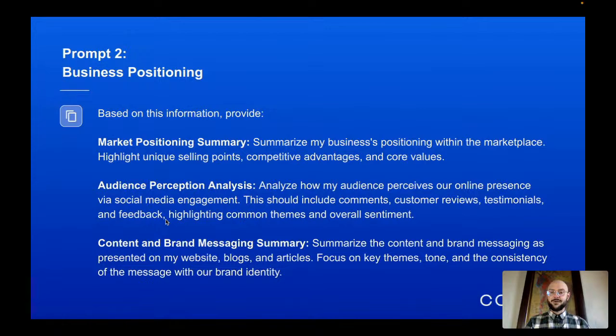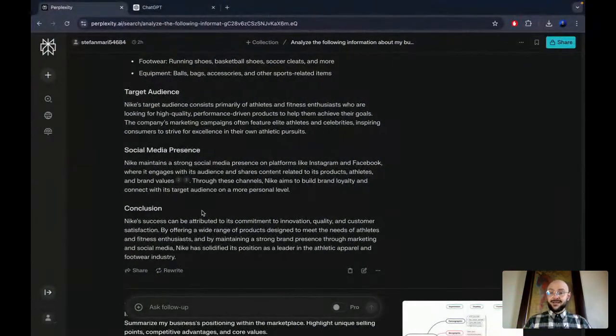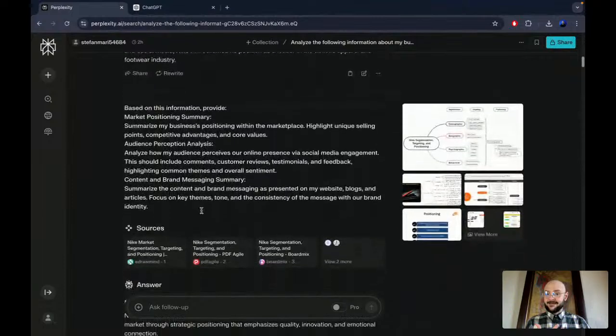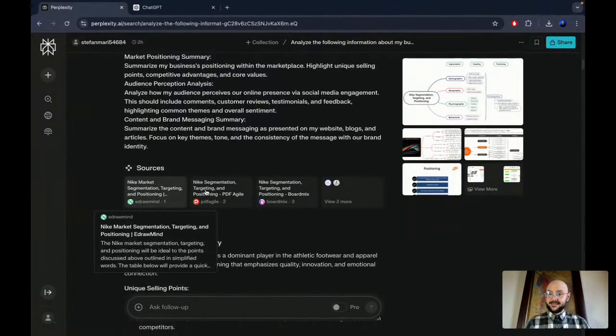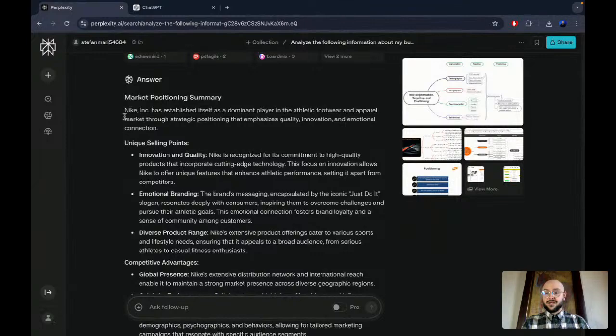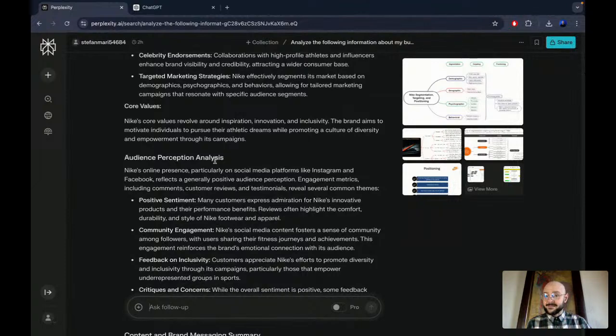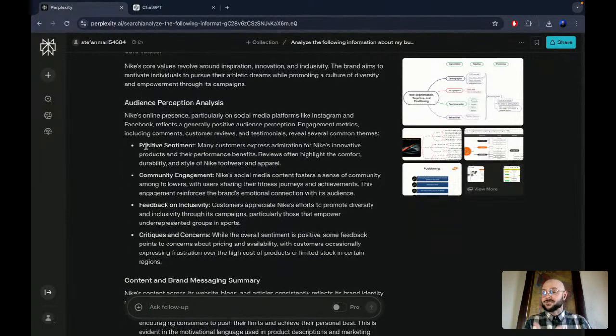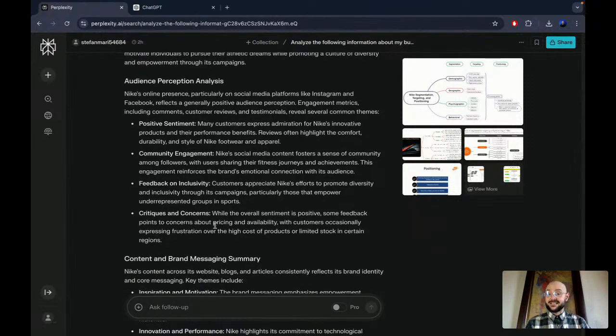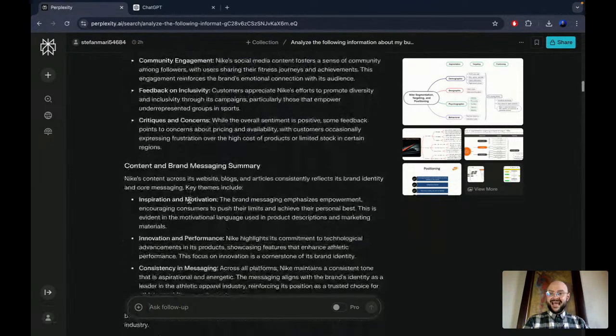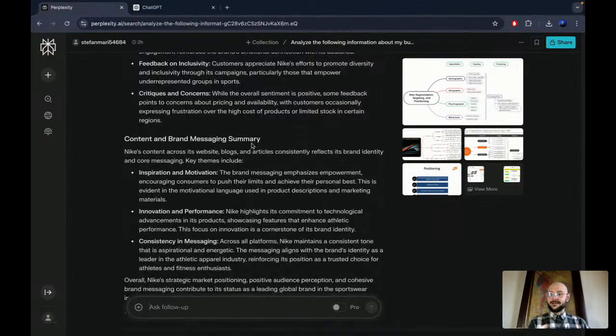Okay, take these prompts, and again, the AI is learning. You put in your prompt here, here are the citations it's made, and here's a breakdown of your market positioning, unique selling points, competitor advantages, core values, your audience perception analysis. If Nike, of course, has a positive sentiment, a community engagement, feedback and inclusion, and critiques and concerns regarding the audience perceptions. Because it can't always be only positive or only negative. We need something to build off of here. And then your content and brand messaging and summary of that.